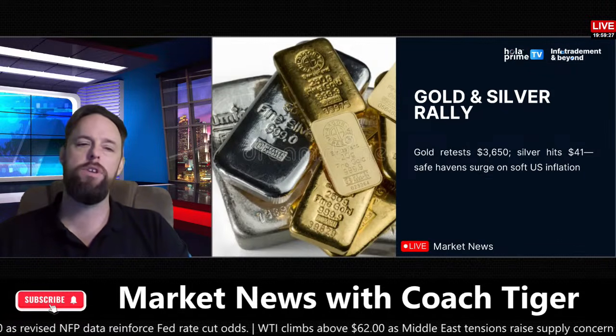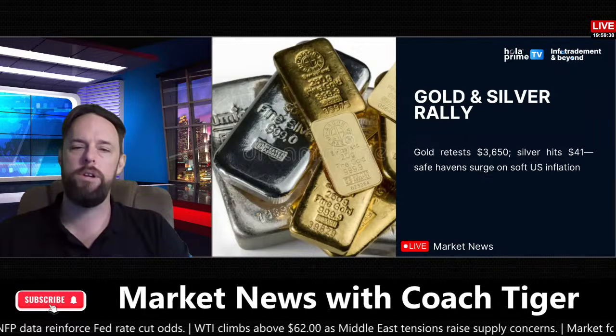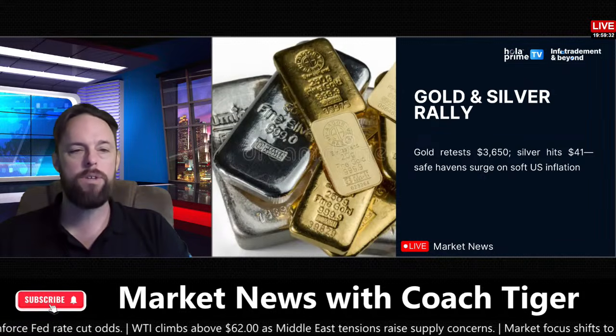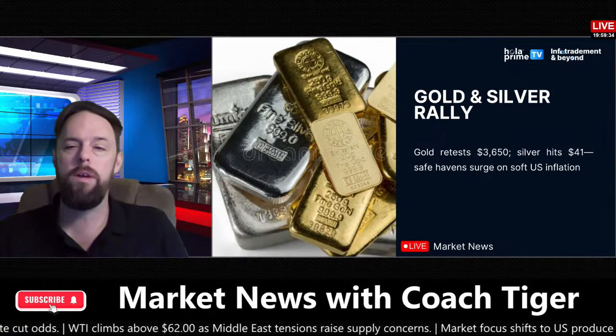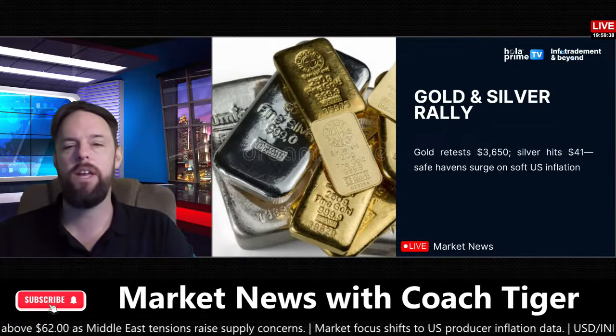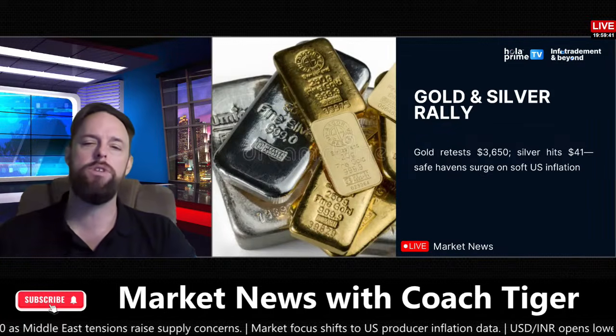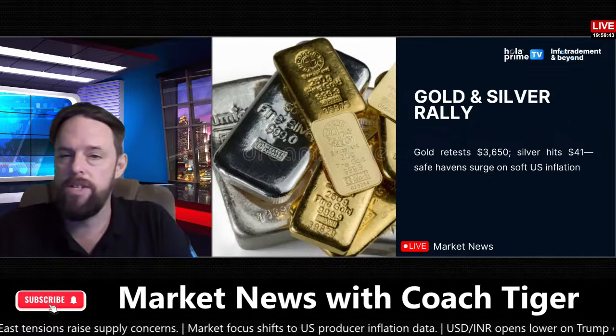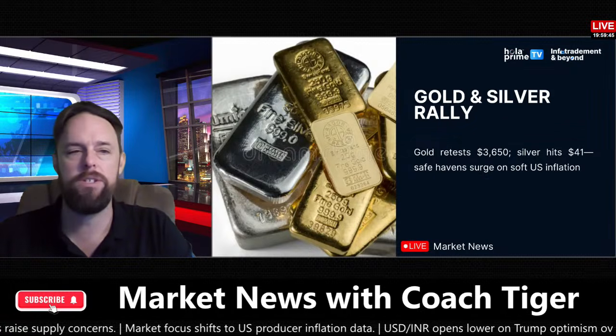And also because the world feels a little on edge, right? Silver followed right along, reclaiming the $41 per ounce mark. They're the reliable, shiny safe havens in a world that occasionally enjoys a good plot twist. So what's on tap for today? Well, strap in because it is a big one.